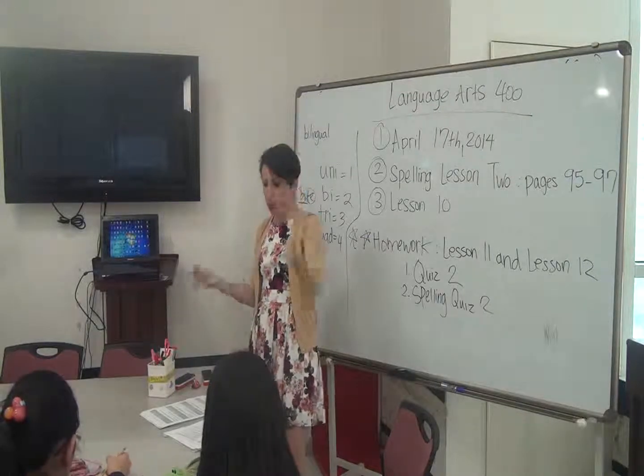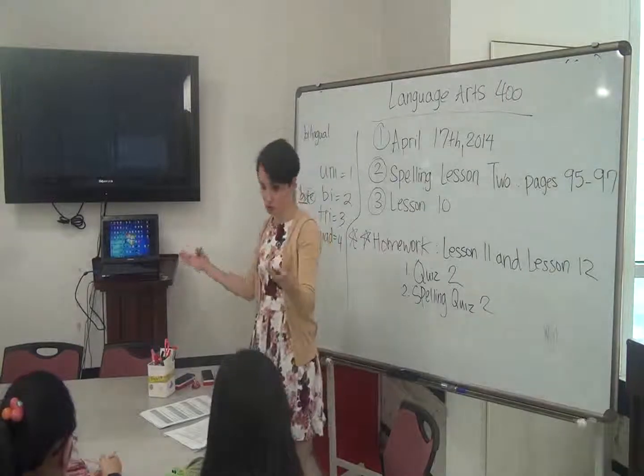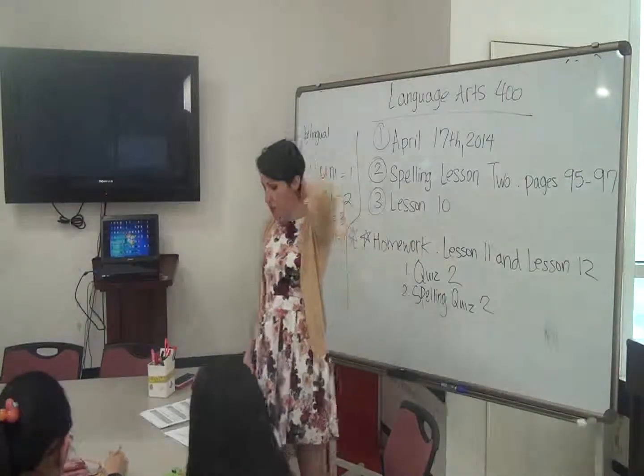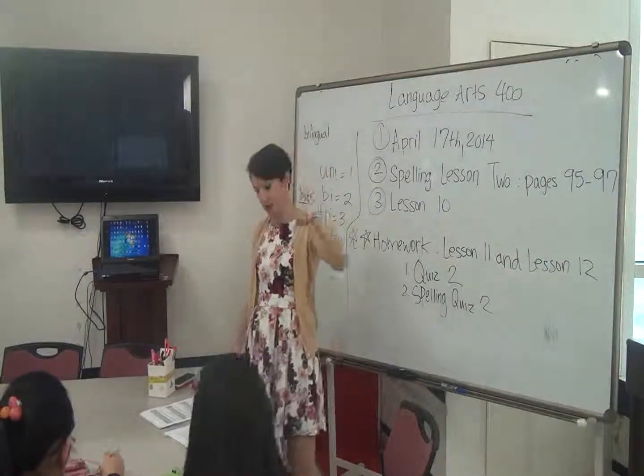Buildings used for worship. We know church, right? Many people go to church. It can be any kind of church that you use, okay? Next one, circle. A round line. We know circle. Very easy.